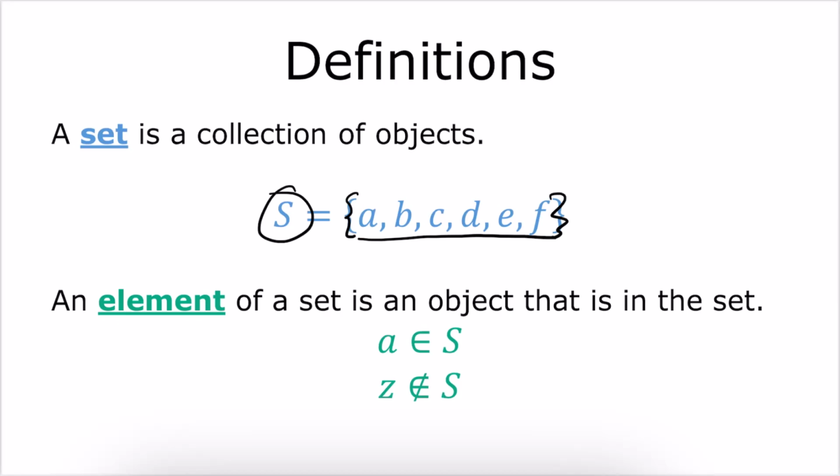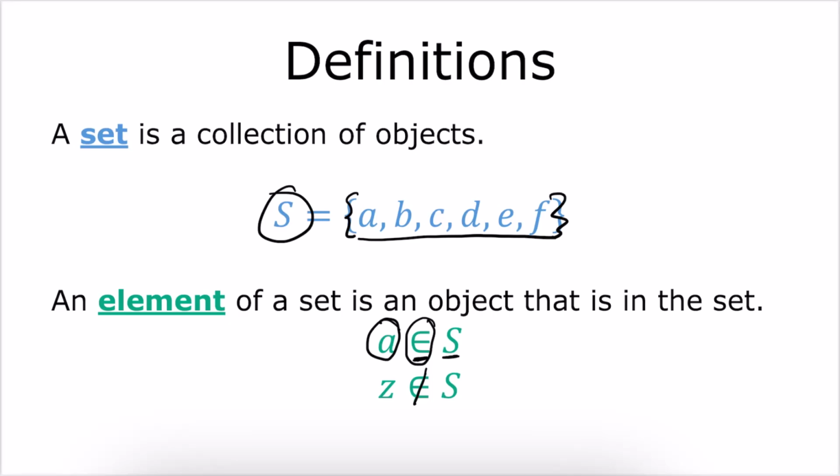And the way that we describe the things in a set is we use this symbol here. This symbol means that A is an element of S, or basically that A is an object that is in the set S. And if you cross out that symbol like this, that means that Z is not an element of S, because Z is not in the set. So this symbol means that whatever you're talking about here is in this set here.